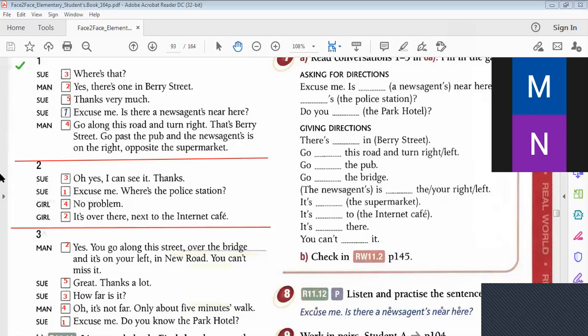Conversation 2. Excuse me, where's the police station? It's over there, next to the internet cafe. Oh, yes, I can see it. Thanks. No problem.